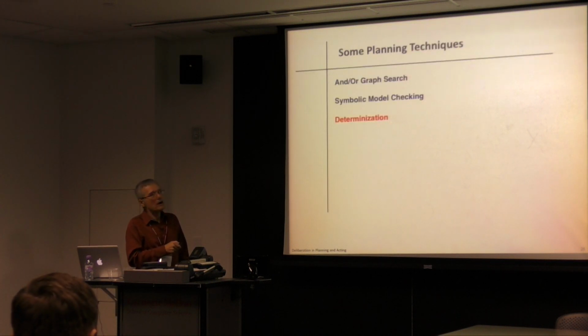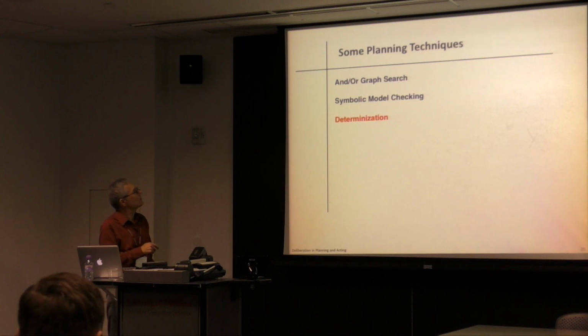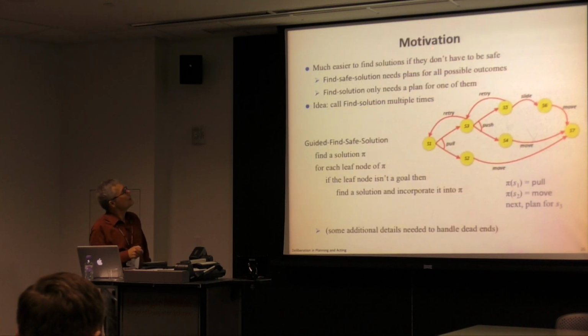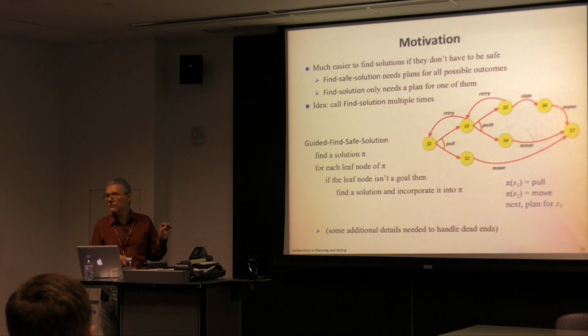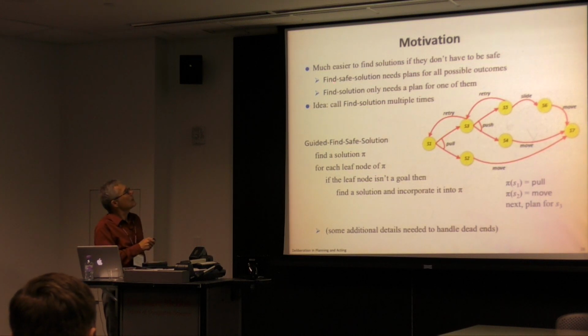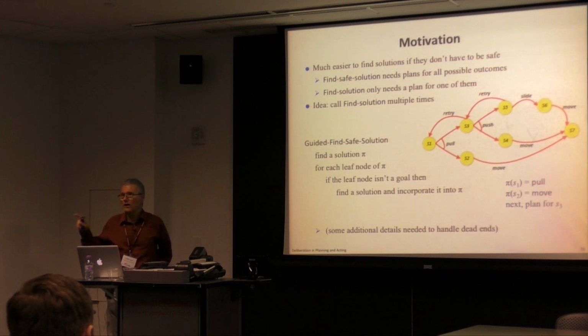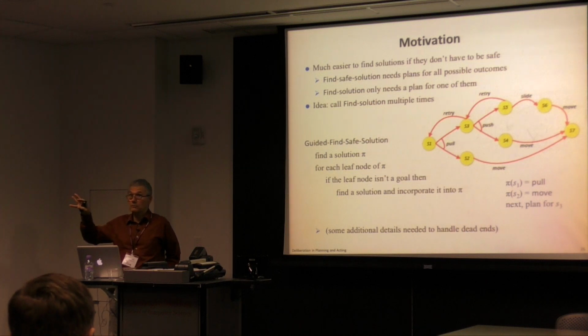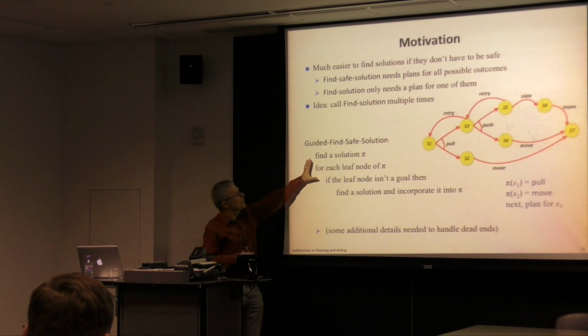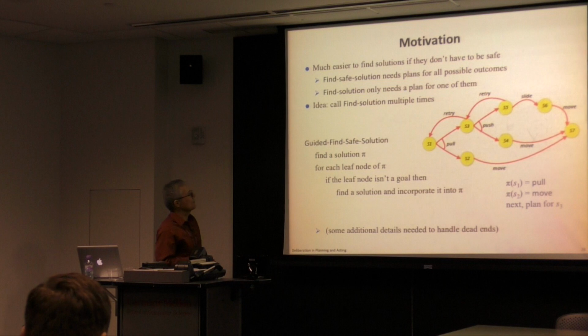What I'm going to spend more time talking about is determinization techniques. And the idea is that it's a lot easier to find solutions if they don't have to be safe. Find safe solution needs to plan for all of the possible outcomes. Find solution only needs to plan for one of them. So the idea is, let's call find solution multiple times. So we end up with an algorithm called guided find safe solution.